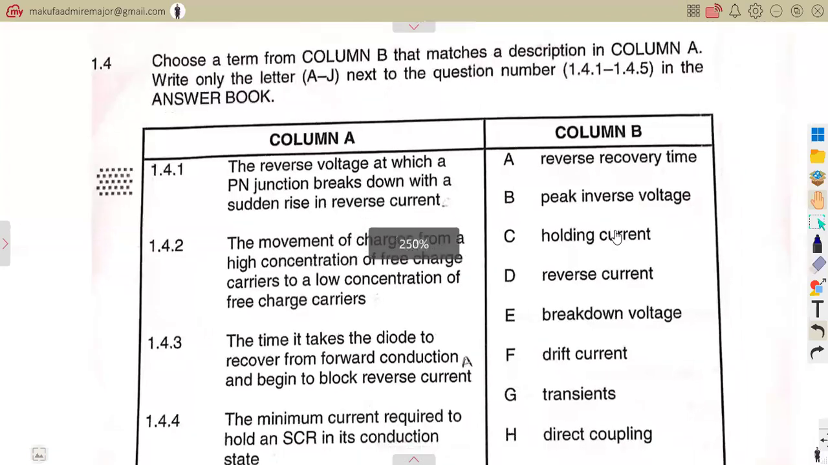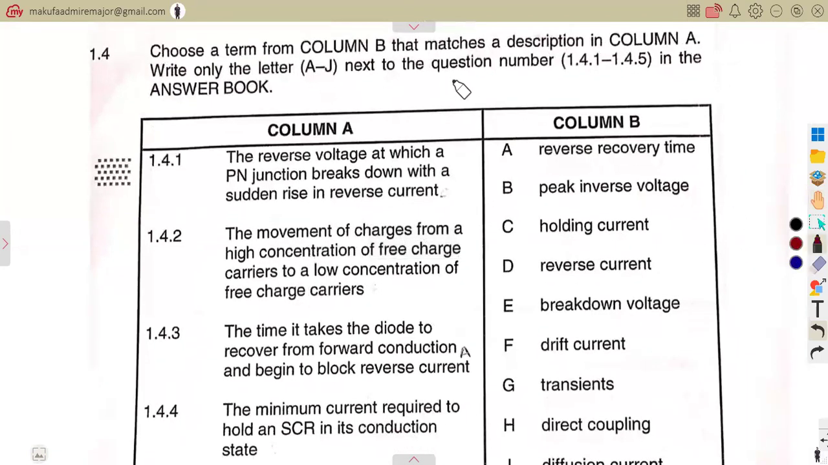Choose a term from column B that matches the description in column A. So we're going to choose from this. 1.41, the reverse voltage at which a PN junction breaks down with a sudden rise in reverse current. There's a sudden rise in reverse current. All right, that is the breakdown voltage, which is E. So there it was going to be E.